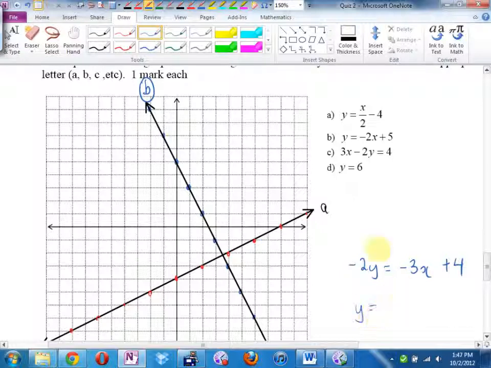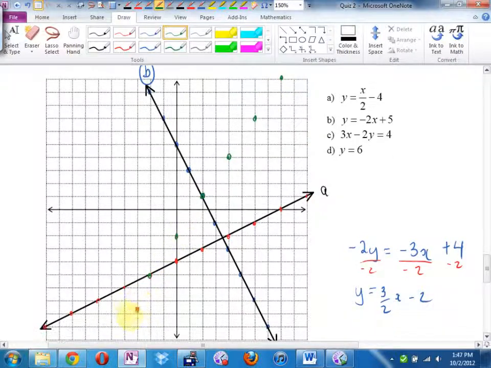Y equals, I'm going to divide by negative 2, divide by negative 2, divide by negative 2. What's a negative divided by a negative? And I'll write the slope as a fraction because I actually prefer that, 3 over 2x. And then positive 4 divided by negative 2. So this has a y-intercept, I'll change to green, of negative 2 and a slope of up 3 over 2, up 3 over 2, up 3 over 2. Is that right, folks?